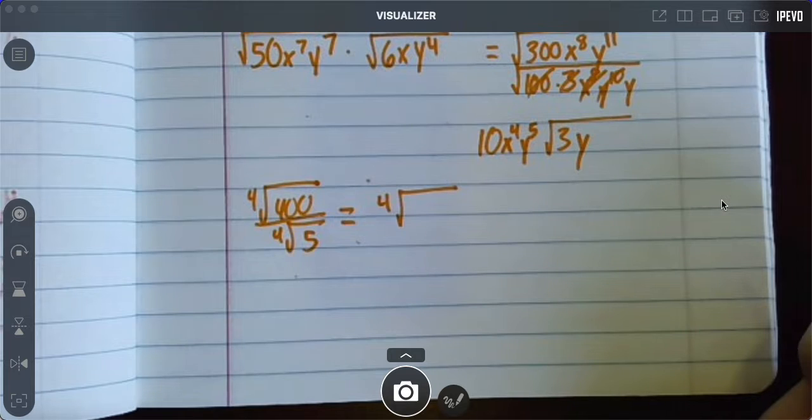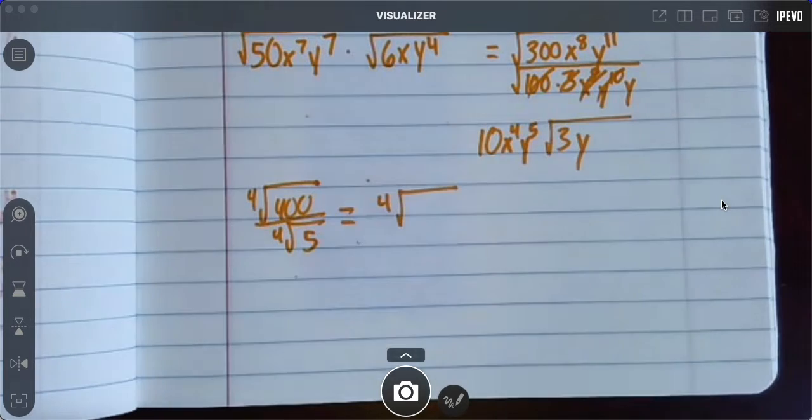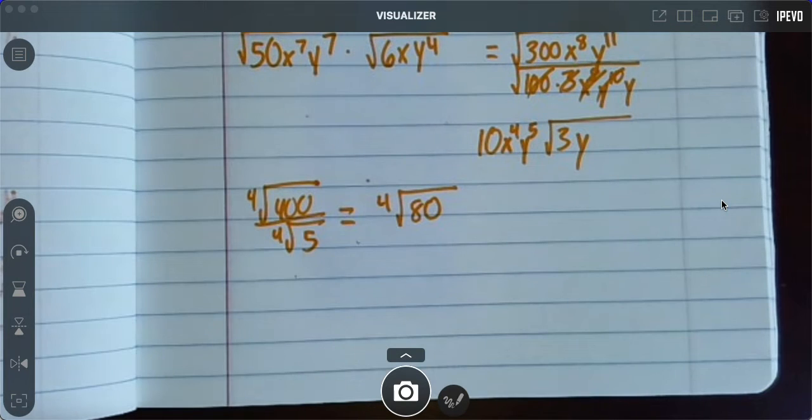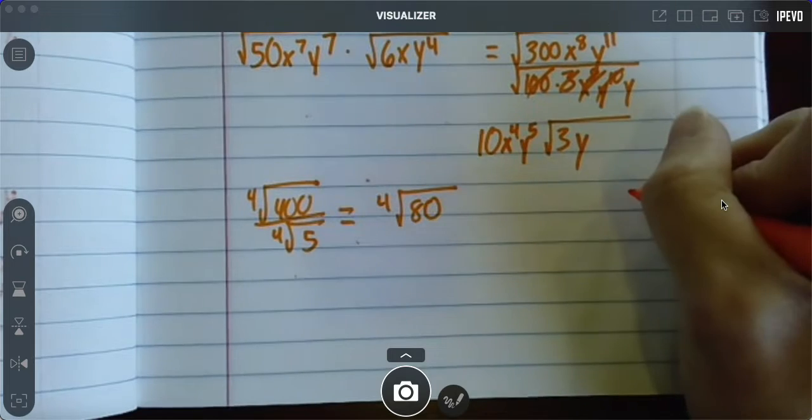400 divided by 5 is 80. Now, the 4th root of 80, I don't think I can take that. I'm looking at my answer choices. Let me see. What are some 4th roots? Let's see what goes into 80.